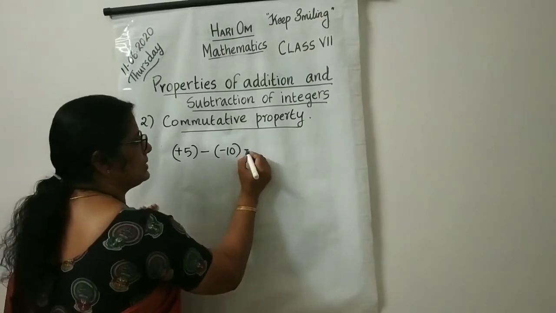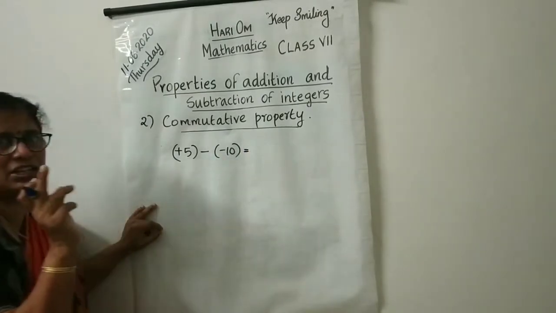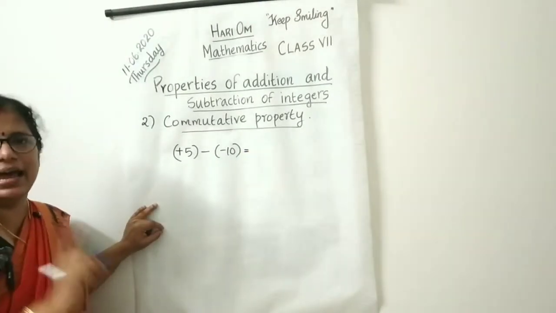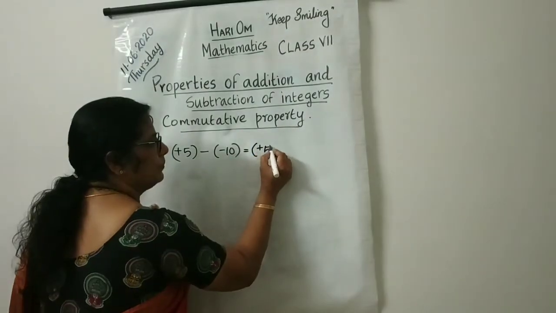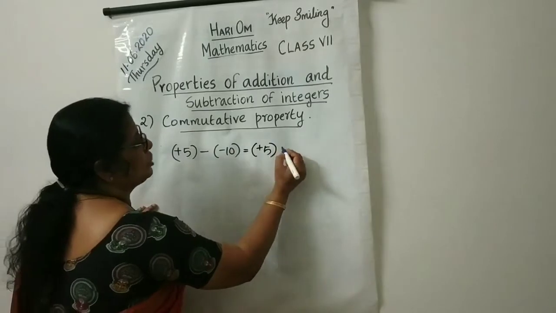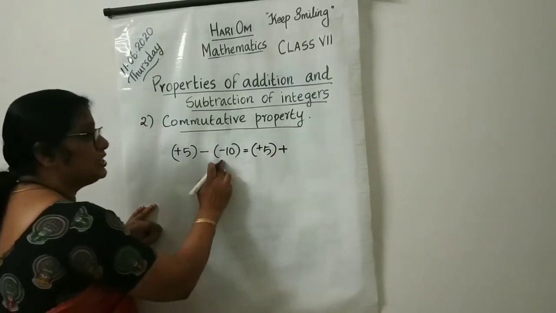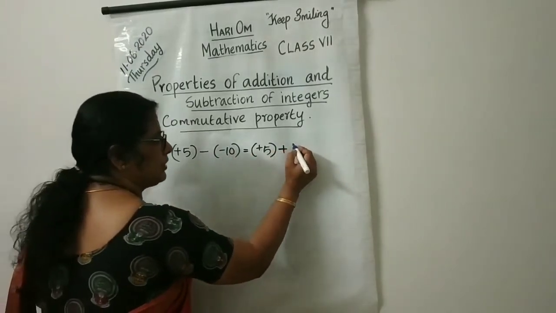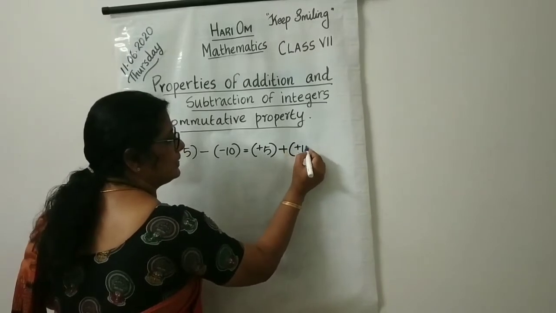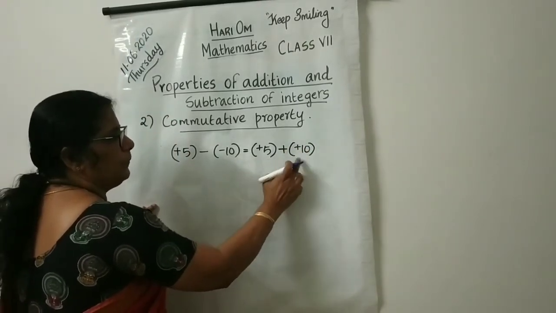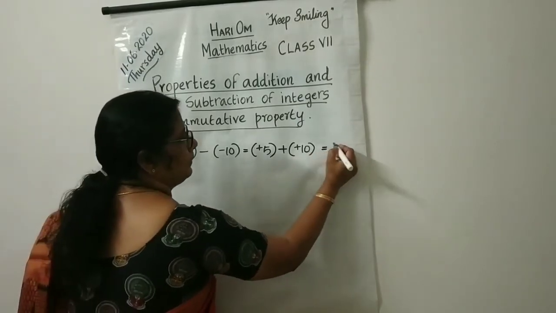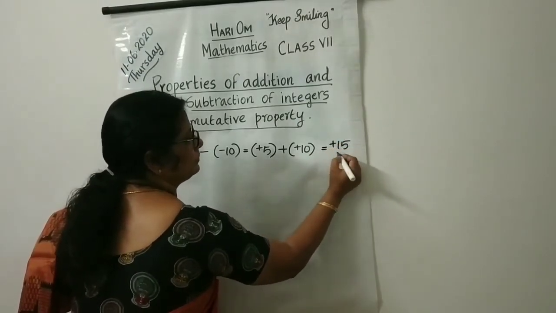How will you subtract this? Subtraction, you know, subtraction means adding the additive inverse. So first number you write as it is. Then this minus will change to plus. Then the additive inverse of minus 10. What is the additive inverse of minus 10? It is plus 10. Now you can add these two integers. So plus 5 plus plus 10 is plus 15.